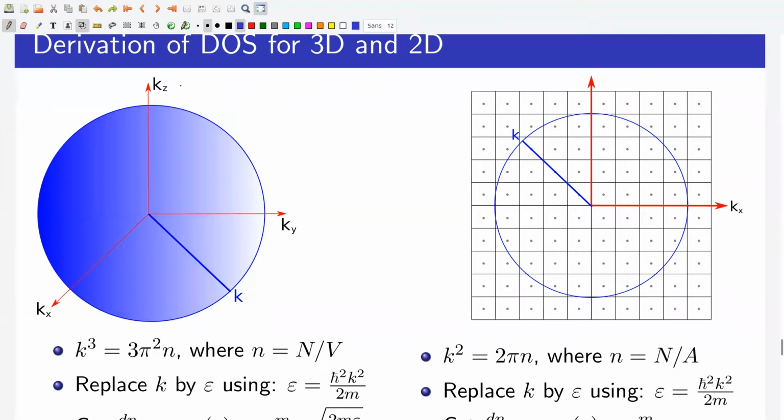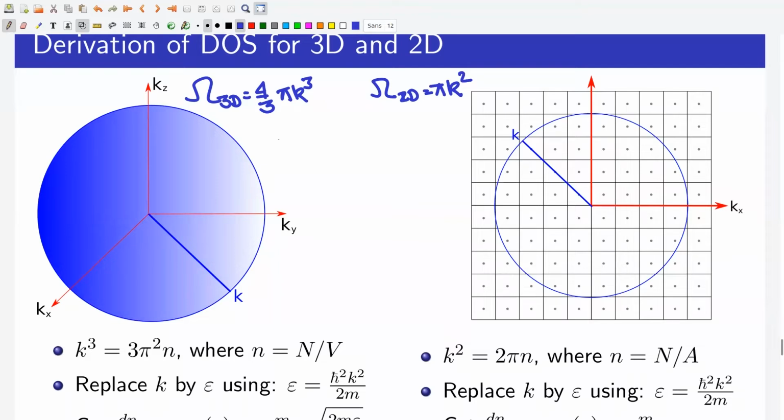Let us derive density of states for 3D and 2D free electron gas. In case of 3D, we take a sphere, and volume of the sphere in k space is given by omega 3D equals 4/3 pi k cube. In case of 2D, we take a circle and area of the circle in k space is given by omega of 2D equals pi k square.